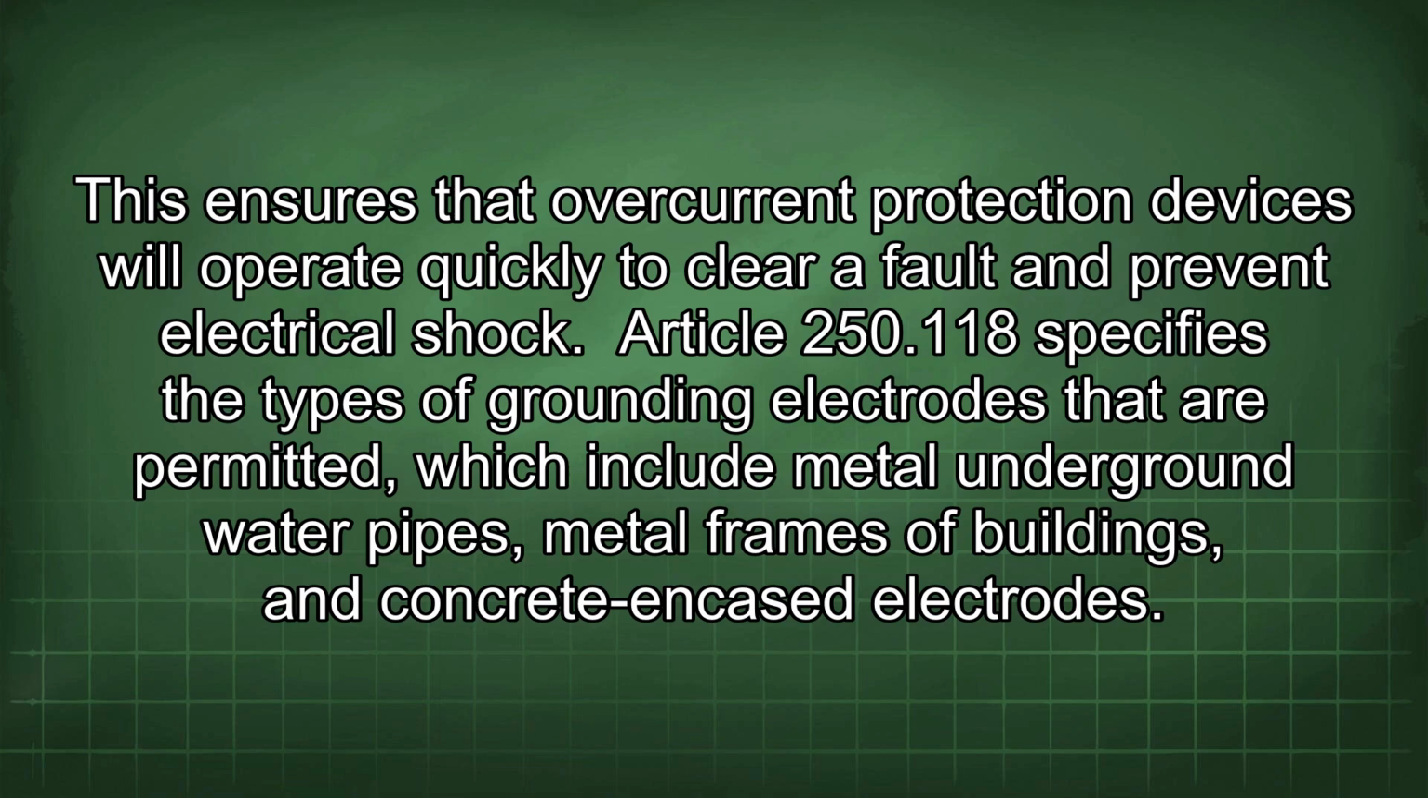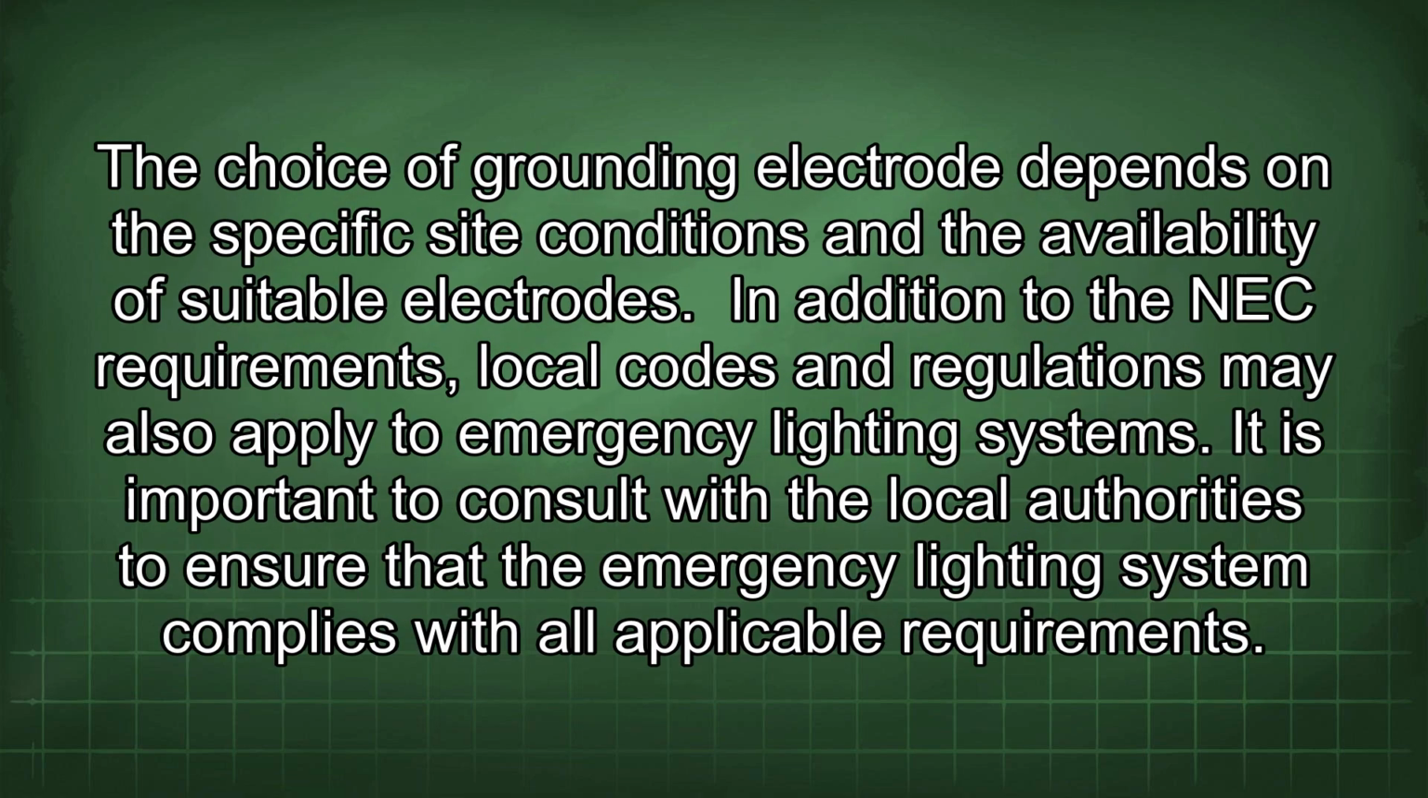Article 250.118 specifies the types of grounding electrodes that are permitted, which include metal underground water pipes, metal frames of buildings, and concrete encased electrodes. The choice of grounding electrode depends on the specific site conditions and the availability of suitable electrodes. In addition to the NEC requirements, local codes and regulations may also apply to emergency lighting systems.